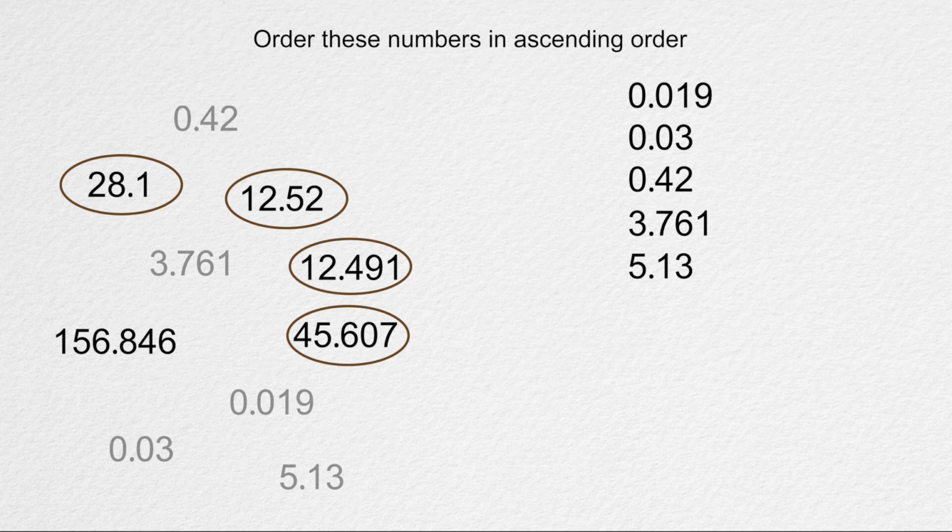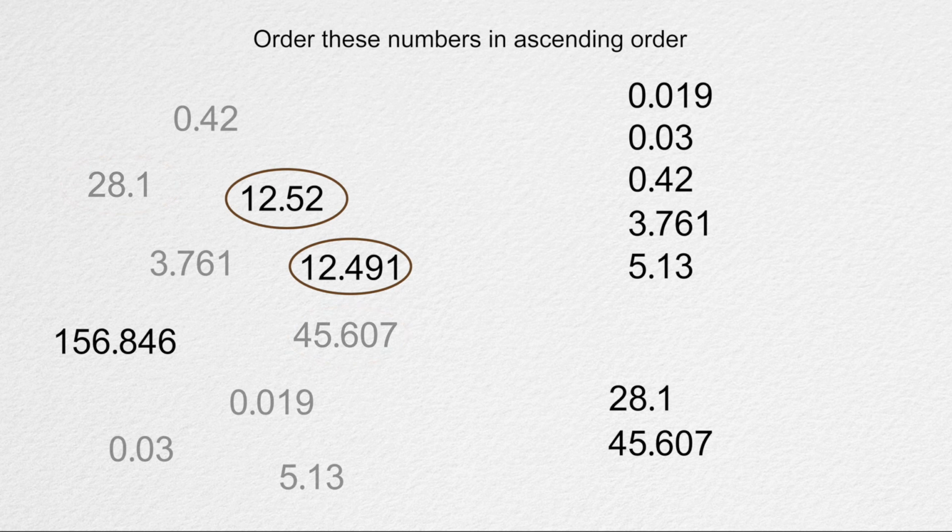I can immediately see that the biggest two numbers are 45 point something, and this is bigger than 28 point something. But there are two which are similar, 12.491 and 12.52. So they are 12 point something. So let's begin by comparing the first digits after the decimal point. That is the digits in the tenths column. Well, 12.52 has 5 tenths and 12.491 has 4 tenths. So 12.52 is the larger number.